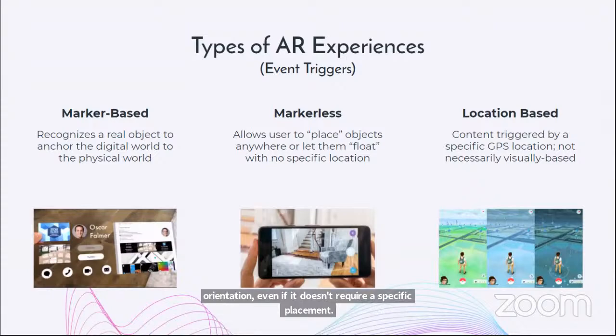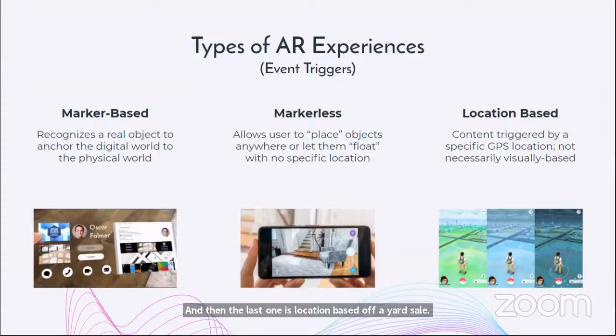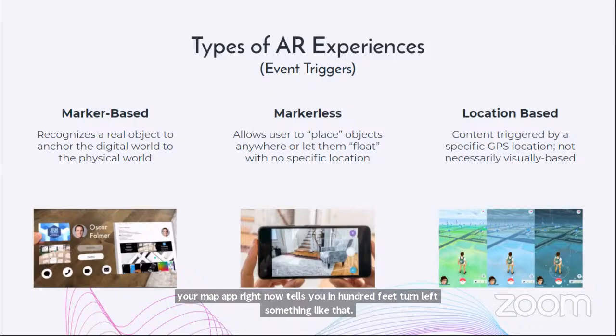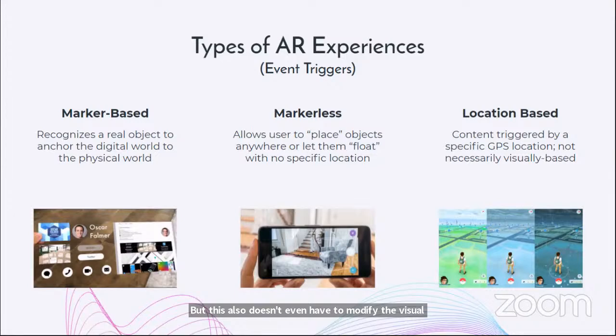And then the last one is location-based AR experiences, which are triggered by a specific GPS location. And this could be something like an AR Maps app where arrows can show you the next step in the directions when you hit a certain point, like basically like when your map app right now tells you in 100 feet turn left, something like that. But this also doesn't even have to modify the visual world around you. It can also be a completely sound-based type of experience where you're walking on a city tour and there's a voiceover that's triggered as you walk past certain monuments. And I also showed another example from Pokemon Go here where the map is actually purely location-based AR as well. So that's another example. Next slide, please.